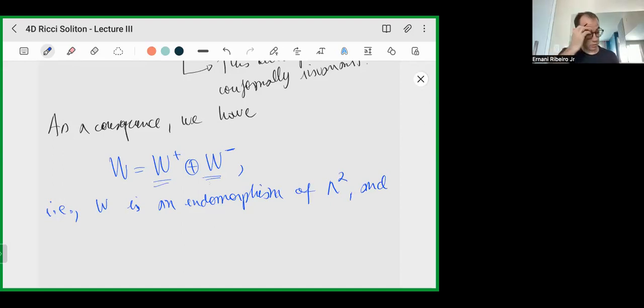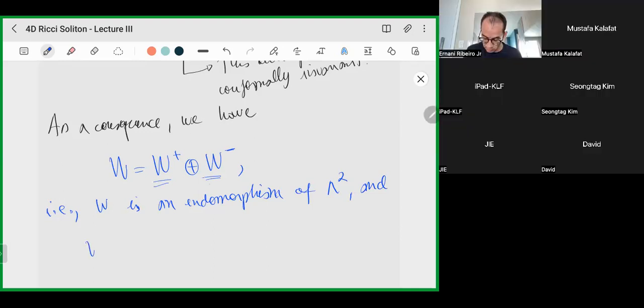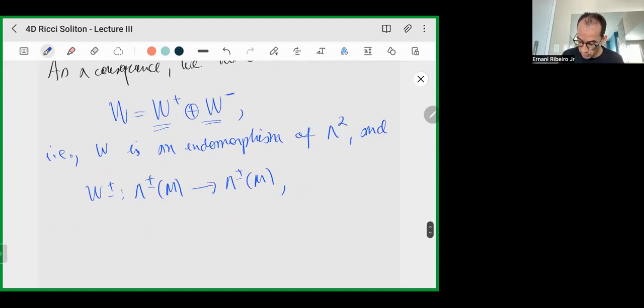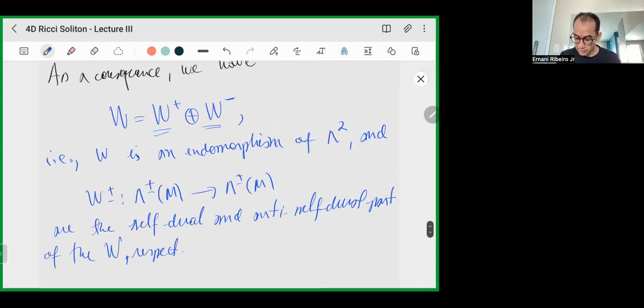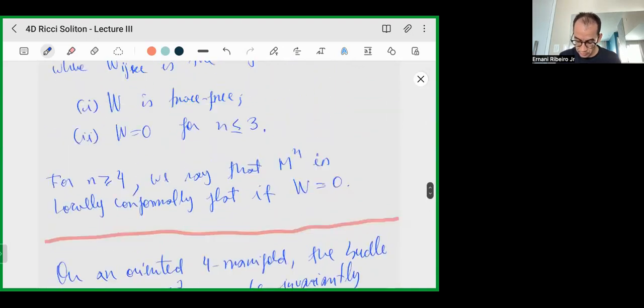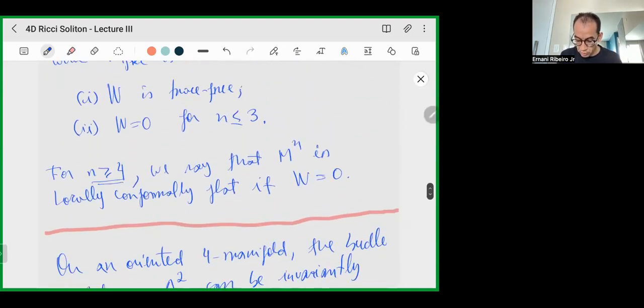Okay? This decomposition, I can define W plus and W minus to be defined on lambda plus and lambda minus. And these are the self-dual and anti-self-dual parts of the Weyl tensor. So just to compare with what we did here, for dimension bigger than or equal to four, we know that a manifold is locally conformally flat if the Weyl tensor vanishes.